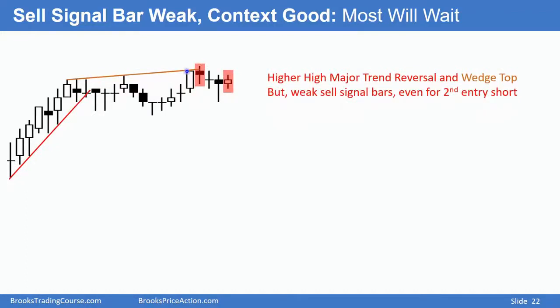Wedge top, 1, 2, 3. You got a 6-bar bull micro channel here. No big bear bars here, not much selling pressure. It's a low probability bet selling below that.